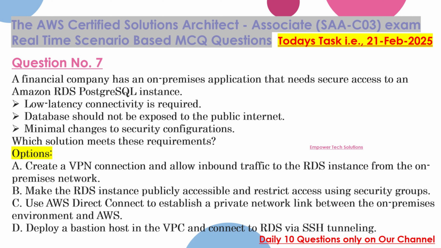Options: A. Create a VPN connection and allow inbound traffic to the RDS instance from the on-premises network. B. Make the RDS instance publicly accessible and restrict access using security groups. C. Use AWS Direct Connect to establish a private network link between the on-premises environment and AWS. D. Deploy a bastion host in the VPC and connect to RDS via SSH tunneling.